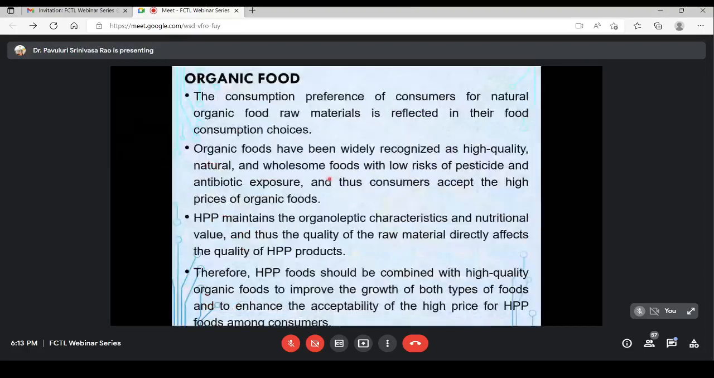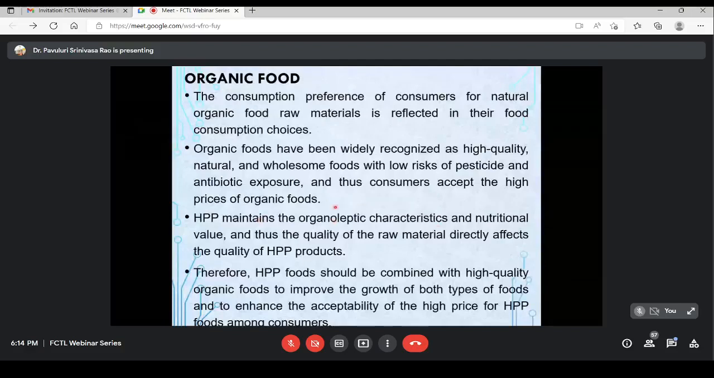Another, of course, we have already discussed, is pressurized thermal processing. Another segment which is upcoming is organic food, as I mentioned earlier. The preference of consumers for natural organic food as a raw material is reflected in their consumption choices. While people are looking for these, they can be recognized as high quality, natural, and at the same time wholesome foods with low risk of any pesticides, because organic means they are not applying any kind of pesticides or any kind of antibiotics. So when you have such a good quality ingredient, if this can be treated with high pressure processing for enhancement of your shelf life, these will probably be categorized as superior quality, as I already mentioned.